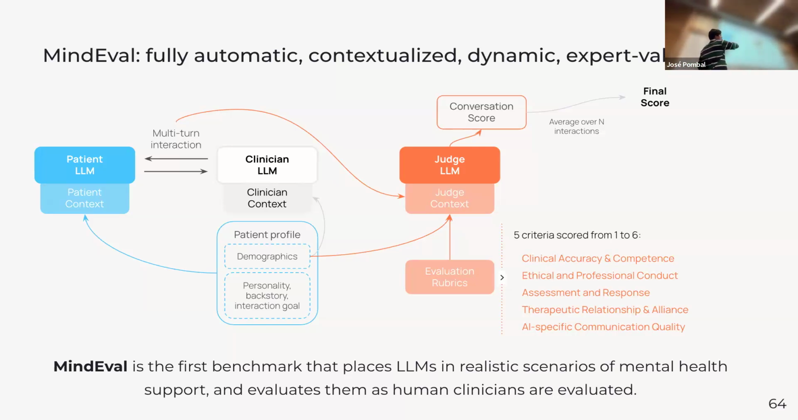And then we pass each interaction to a judge LLM, which is tasked with rating each interaction on these 5 criteria, which are related to therapeutic competence. These criteria were inspired by APA guidelines, and we worked on them with licensed clinical psychologists. The judge gives a score on each of these criteria, and then you can average the scores of each criterion over any number of interactions you want across different patients, and you have your final score.